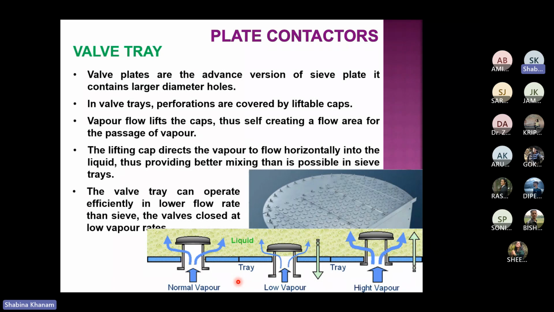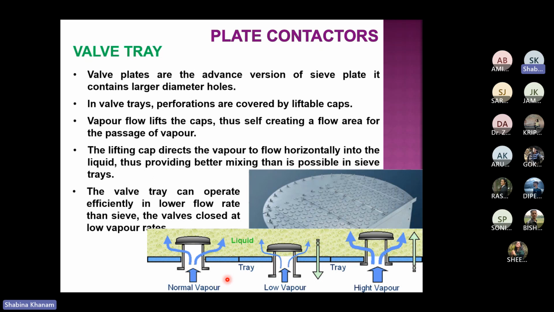Horizontal interaction and cross flow give better mixing over the plate. In this way, horizontal movement of the vapor is more prominent in comparison to the bubble cap tray. There also it happens, but here it is happening easily, because the bubbles are not available. If you see these caps, these are liftable caps, and vapor passes through these holes. So you can argue that there is no riser.